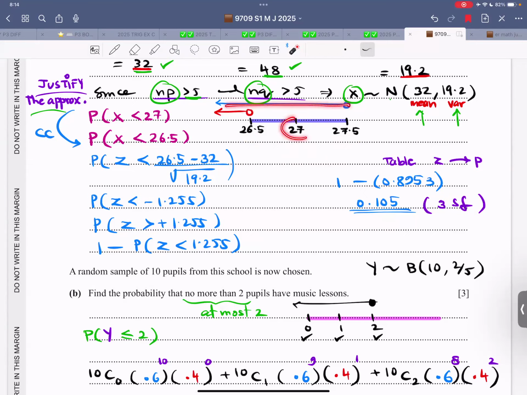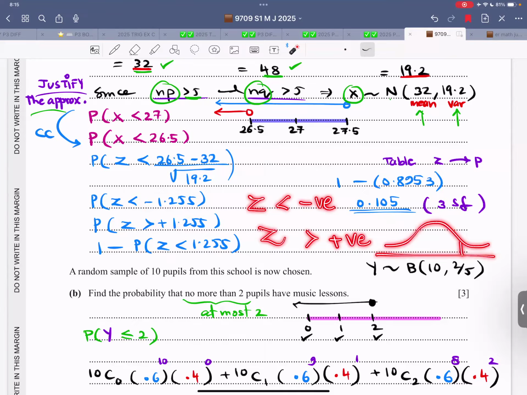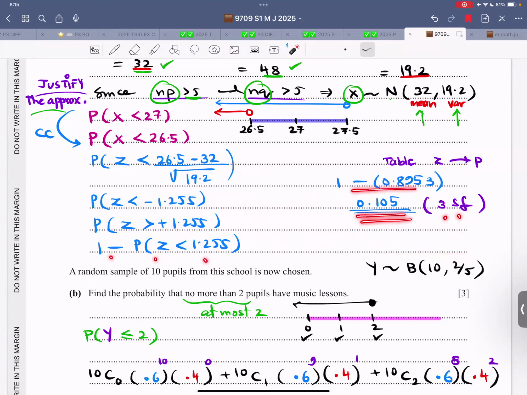This blue line is including 27. A red line is not including 27. Since it's not included, that is why we choose 26.5. That is how I explain it. Standardize, get the Z value. Z lesser than a negative value is the same thing as Z greater than a positive value. That's a normal distribution curve. You need this thing. Read the probability from this one and subtract, and that is your answer, correct to 3 significant figures.